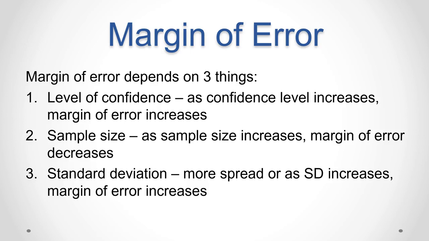This is a consequence of the law of large numbers, which states that as the sample size increases, the difference between the statistic and the parameter decreases. And 3, standard deviation of the population. The more spread there is in the population, or as standard deviation increases, margin of error increases.